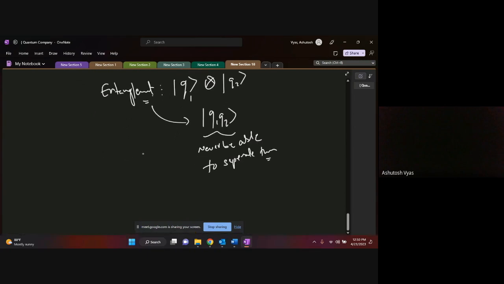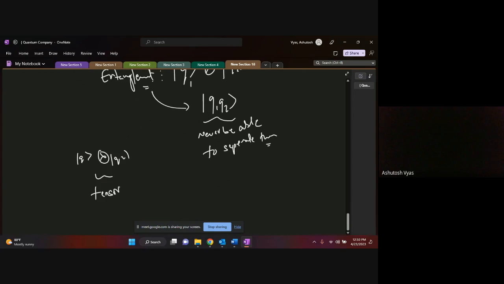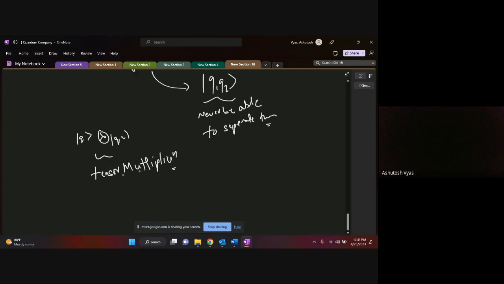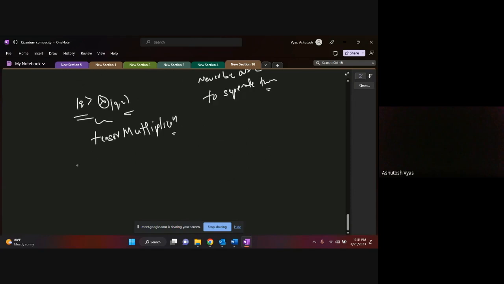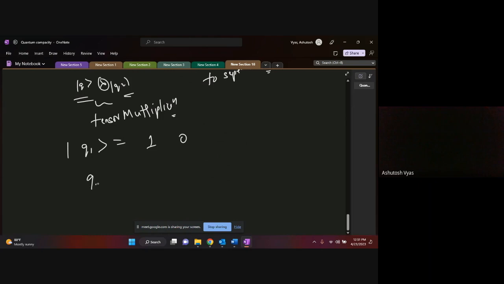Mathematically, when you perform an entanglement operation, you are doing tensor multiplication. You can go ahead and read about how tensor multiplication is performed, if you don't already know it. Basically, you perform tensor multiplication on Q1 and Q2. Just to give a quick idea, suppose a quantum bit is existing in two states, 1 and 0. Another quantum bit is again existing in two states, 1 and 0.